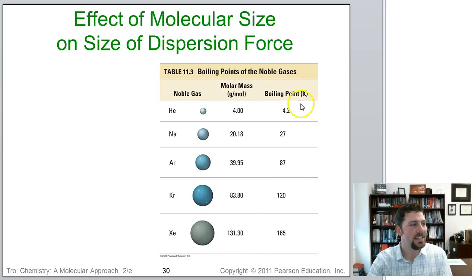So if we didn't see this column of boiling points, we would immediately be able to say xenon has a higher molar mass, therefore has a higher dispersion force. That means it has more intermolecular forces than these other noble gases, and it should have the highest boiling point. Even if we don't know what the number is, we know it should have the highest boiling point. And so you see a correlation here. Larger molar mass means a larger boiling point.